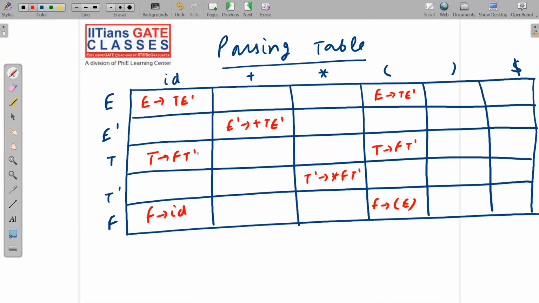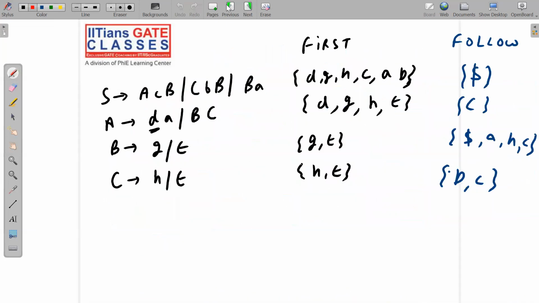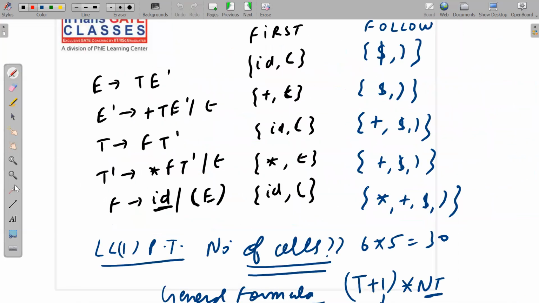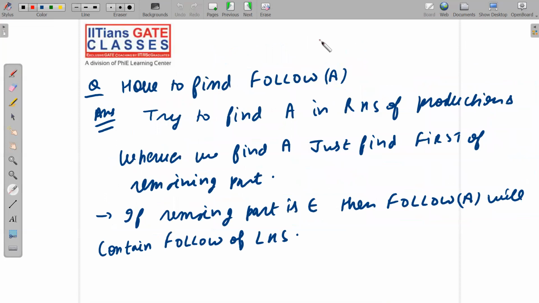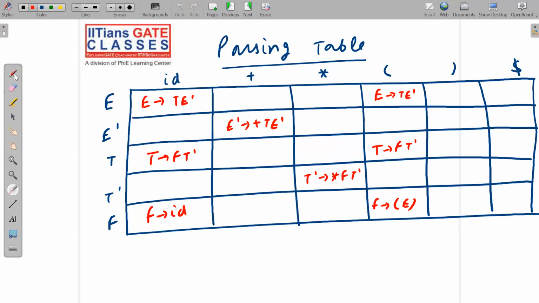Now we will choose the null productions. What should be done for null productions? That will be applied in follow. E dash implies null will come in the follow of E dash, that is dollar and closing bracket. So E dash goes to null in the dollar and closing bracket columns.